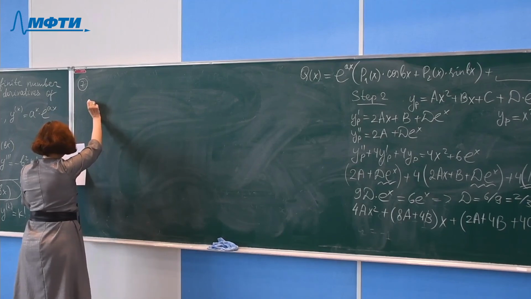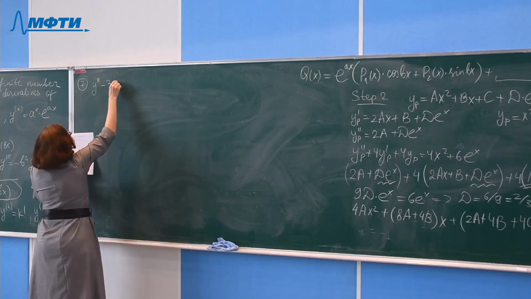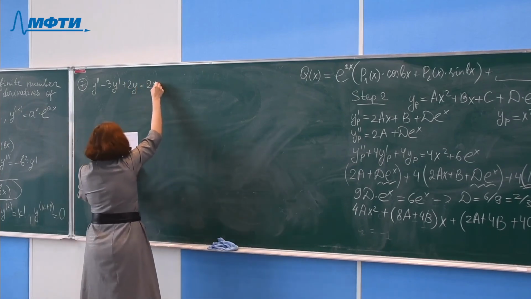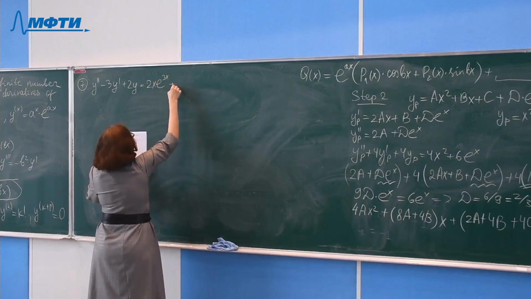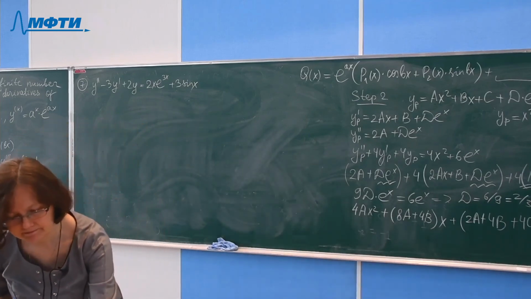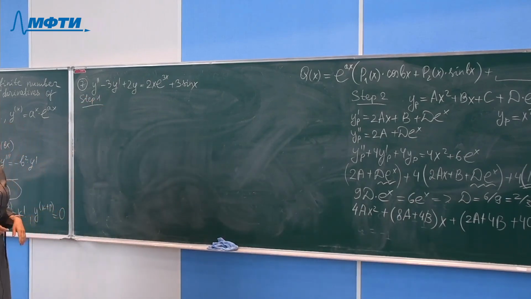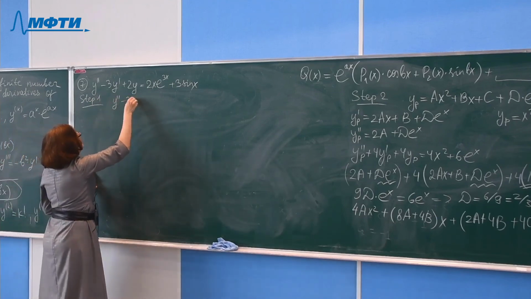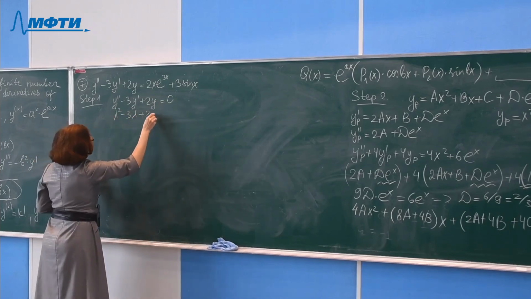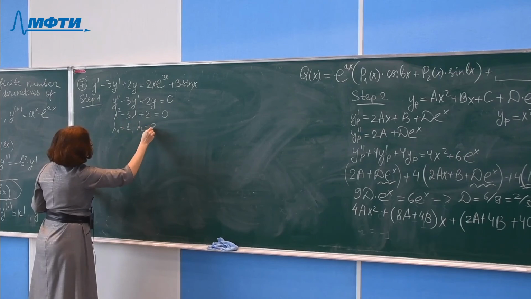Task number 7. Find the general solution of y double prime minus 3y prime plus 2y equals 2x e to 3x plus 3 sine x. Okay, so step 1. We start with the homogeneous equation. And the roots are lambda 1 is 1, lambda 2 is 2.